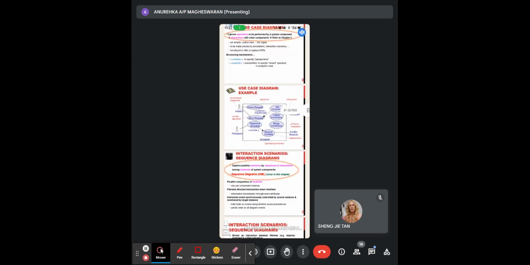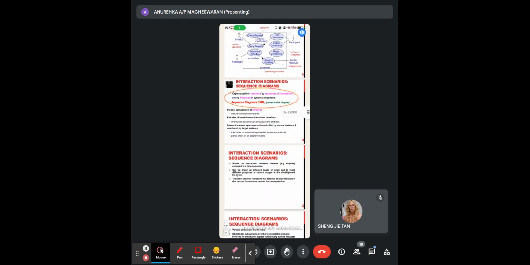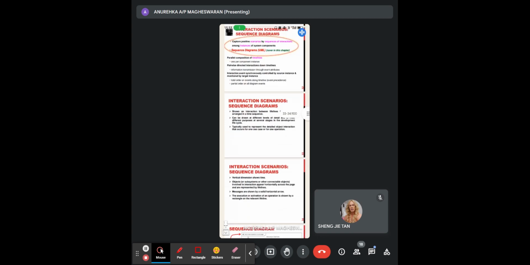Then next is use case model. It shows very clearly how the user interacts with the system, what the main functions are that can be performed by the user, and how each function, meaning each component of the system, interacts with the other components of the system. So that's about use case diagram. And one more diagram that comes under the interaction model is sequence diagram. This diagram will be covered in today's lecture.